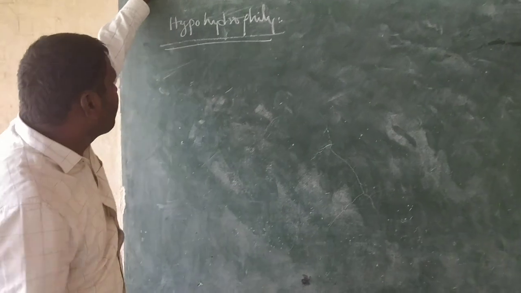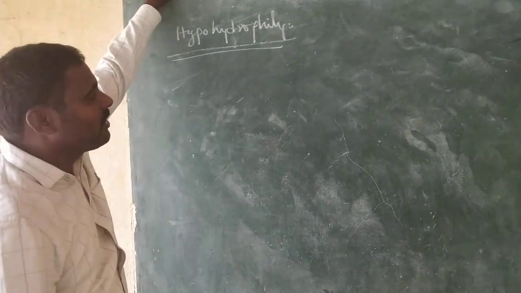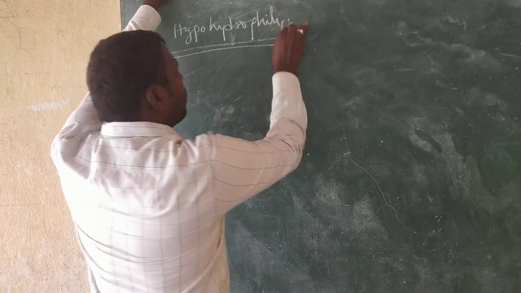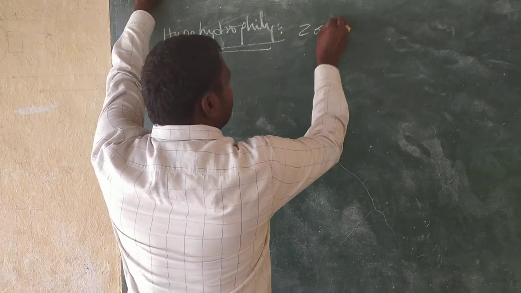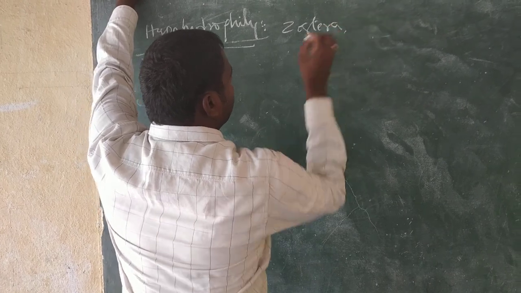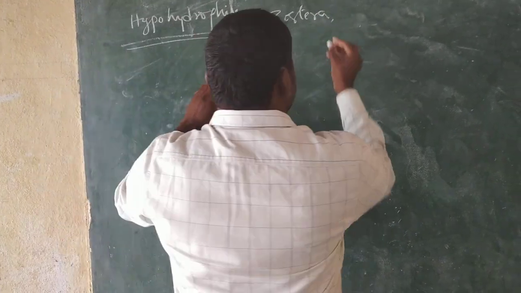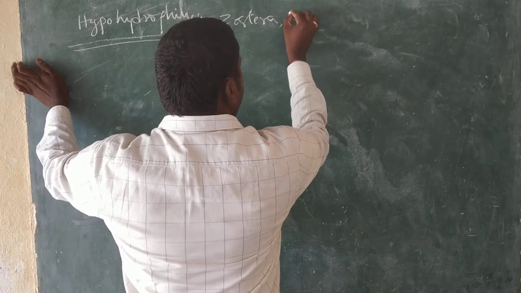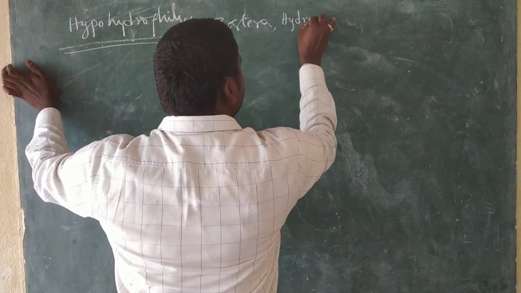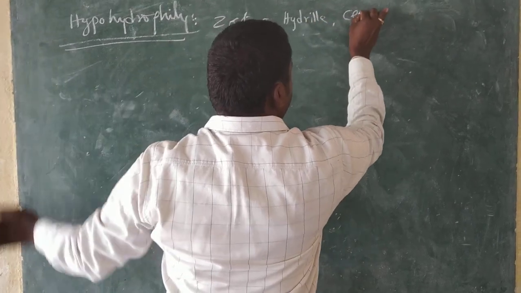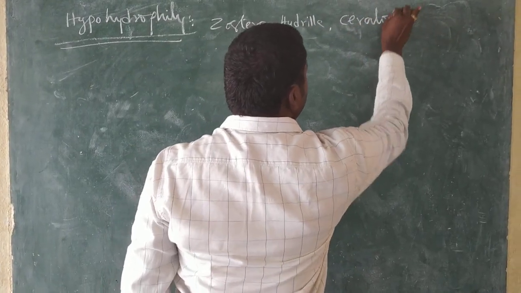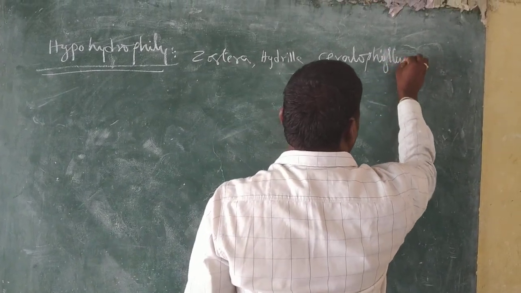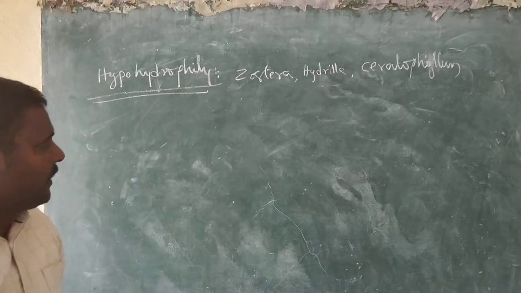Hypohydrophily. So what is hypohydrophily? Pollination that takes place inside the water is called hypohydrophily. Examples for this are Zostera, Hydrilla, and Ceratophyllum. So these are the examples for hypohydrophily.